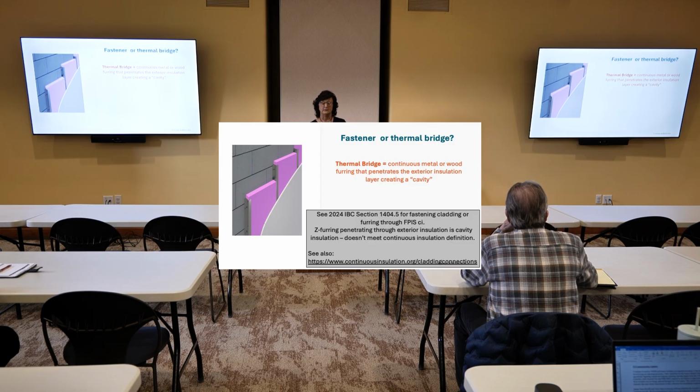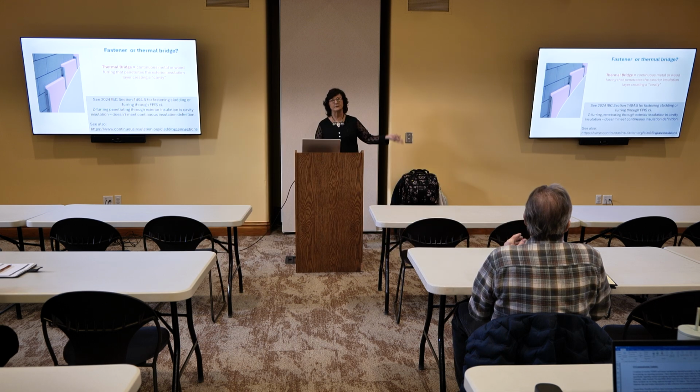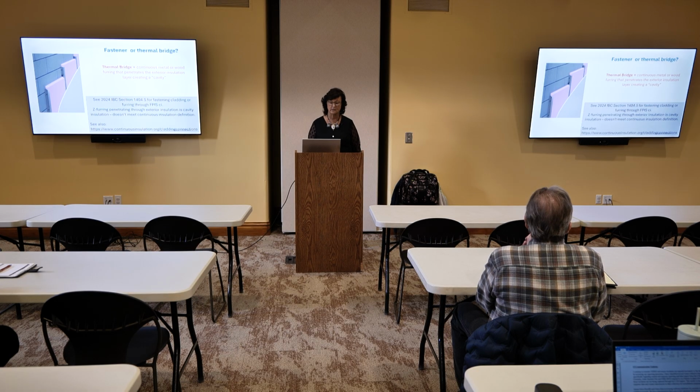We just have to calculate the U factor or the R value of the wall differently when we do it that way. The IBC also covers this in Chapter 14 when it talks about foam plastic insulation and how it has to be sealed. It's very clear that Z-furring turns it over into cavity insulation and not continuous.